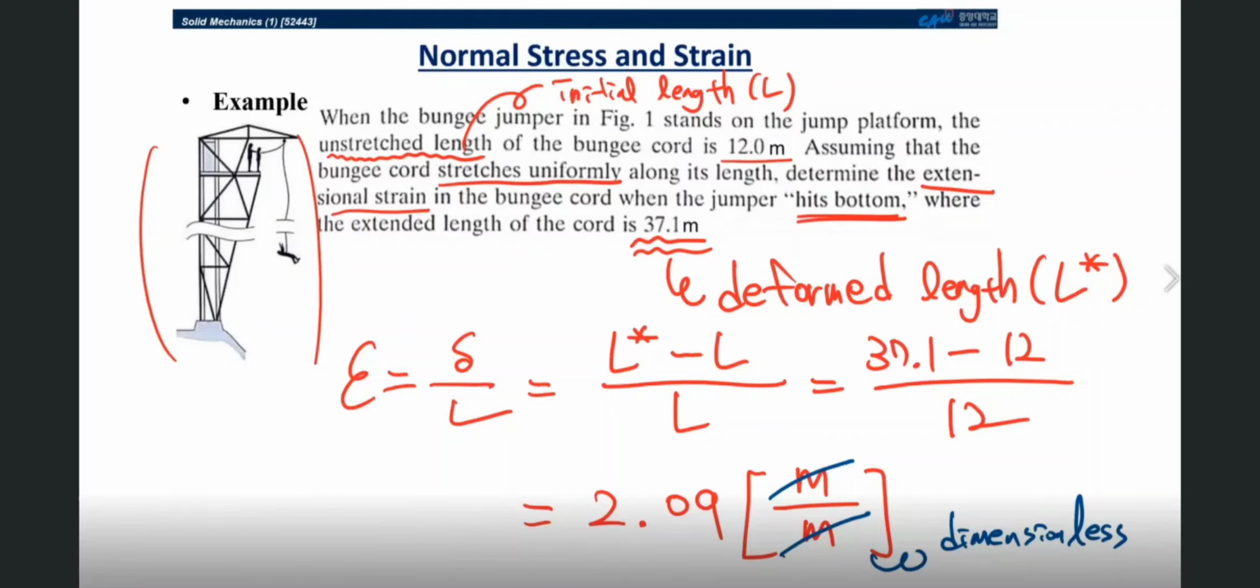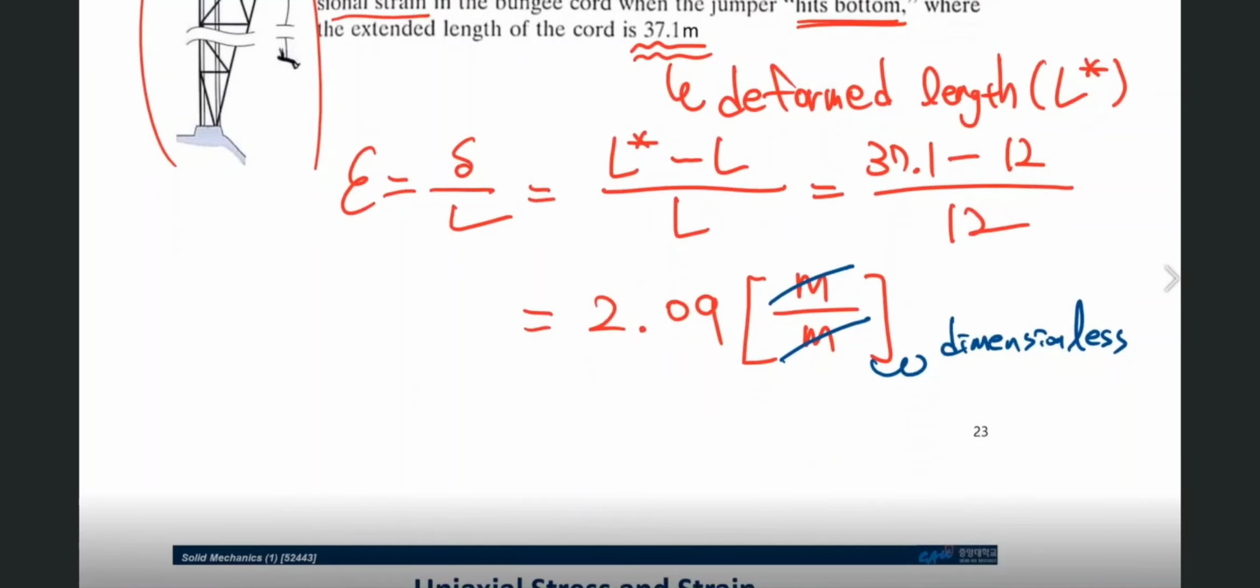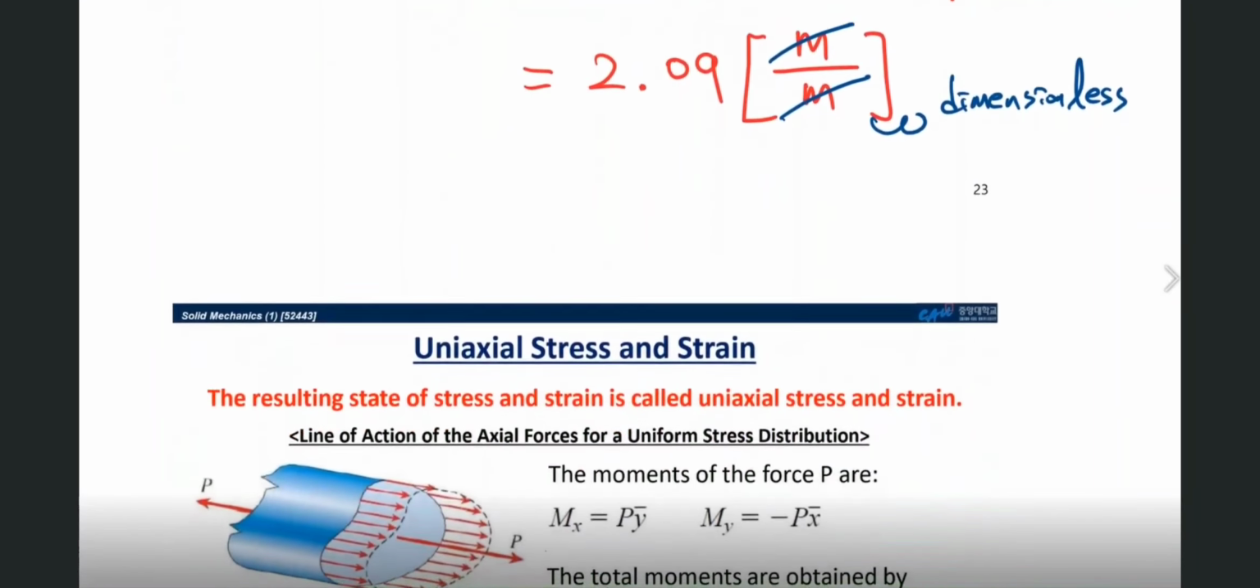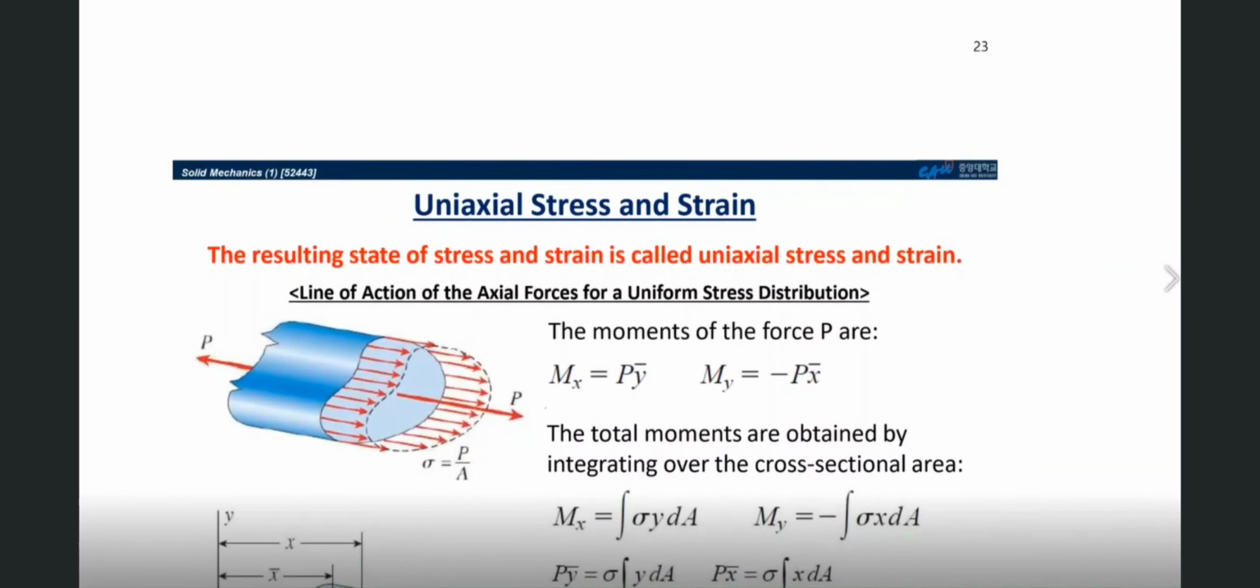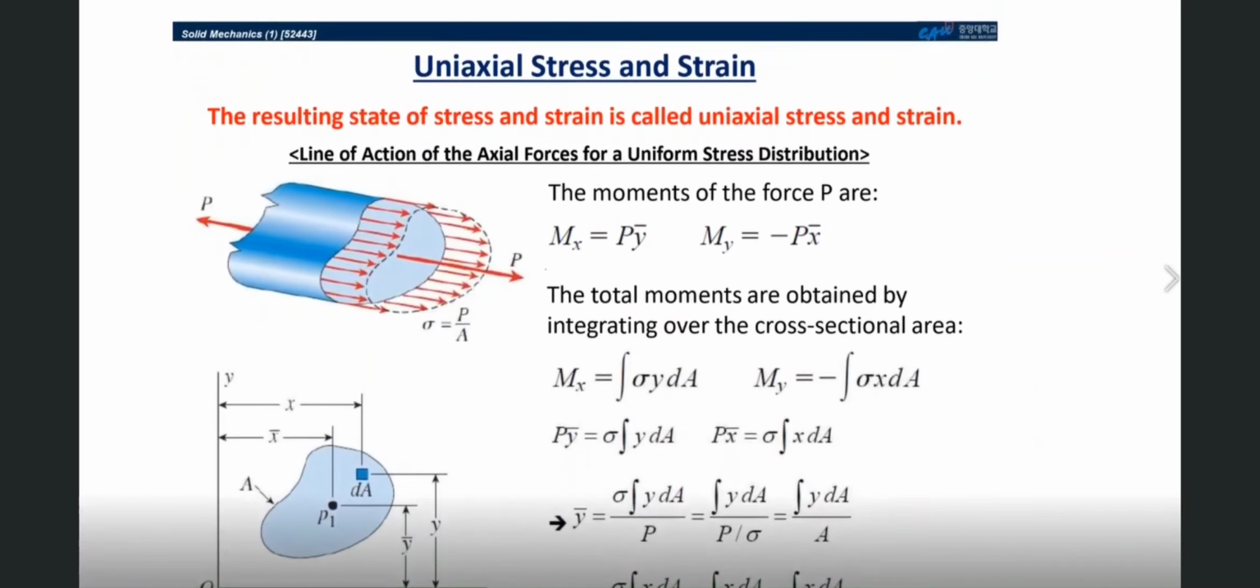Okay, then let's move on to the next concept of uniaxial stress and strain. Uniaxial stress and strain is a similar concept to normal stress and strain, but the different thing is that mathematically we can define the stress and strain, the concept of stress and strain, right?